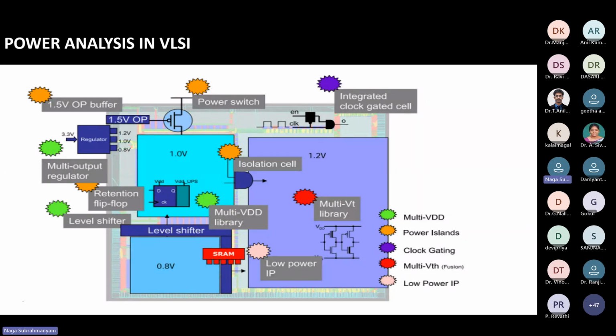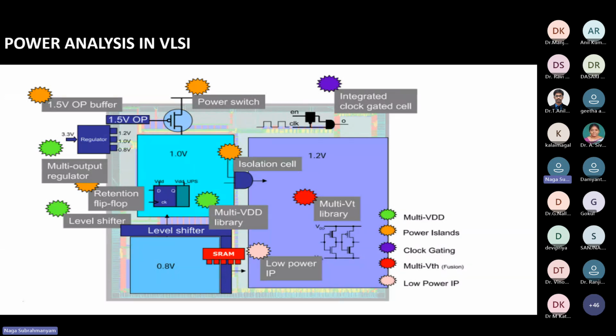Same MOSFETs, same CMOS, but VDD will be different from one area to another area. If you see here, there are three domains. One is 1 volt, 0.8 volt, another 1.2, and a few more, 1.5 volt. There are various power domains, and those are multi VDD. Some people call them power islands.